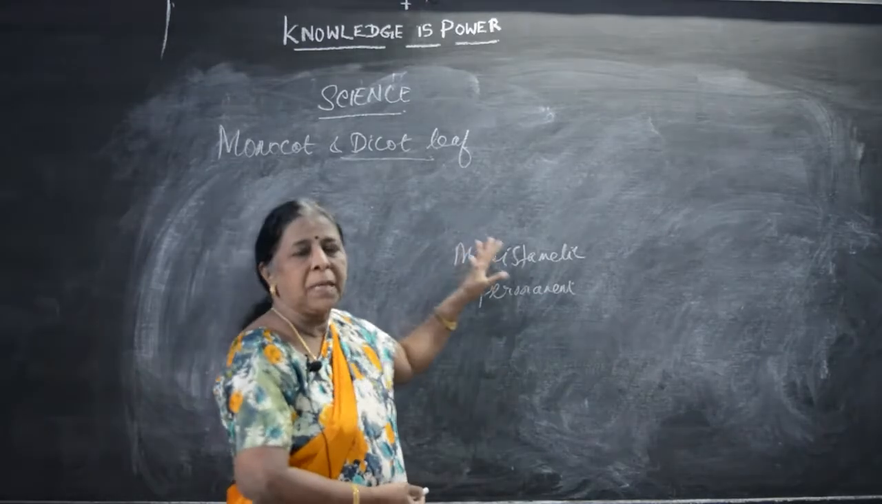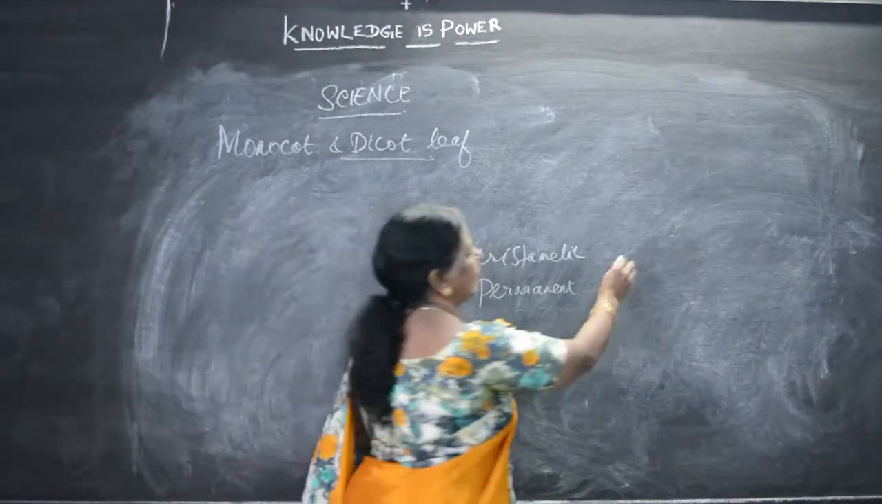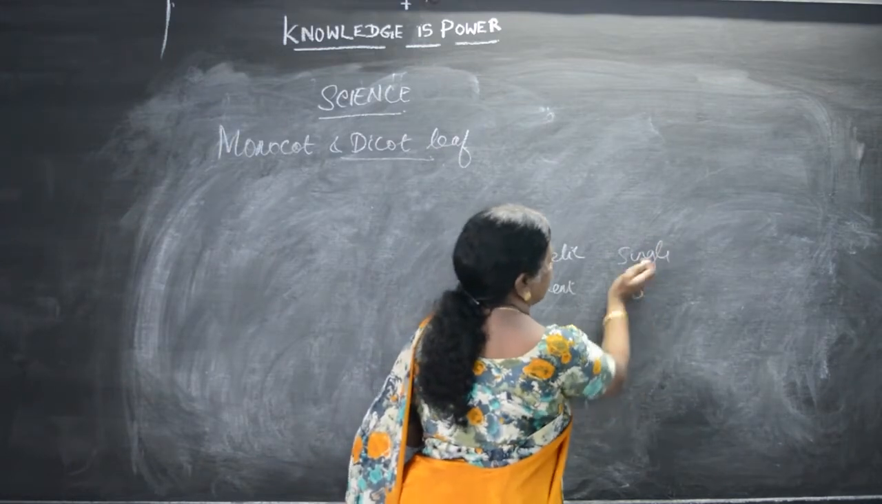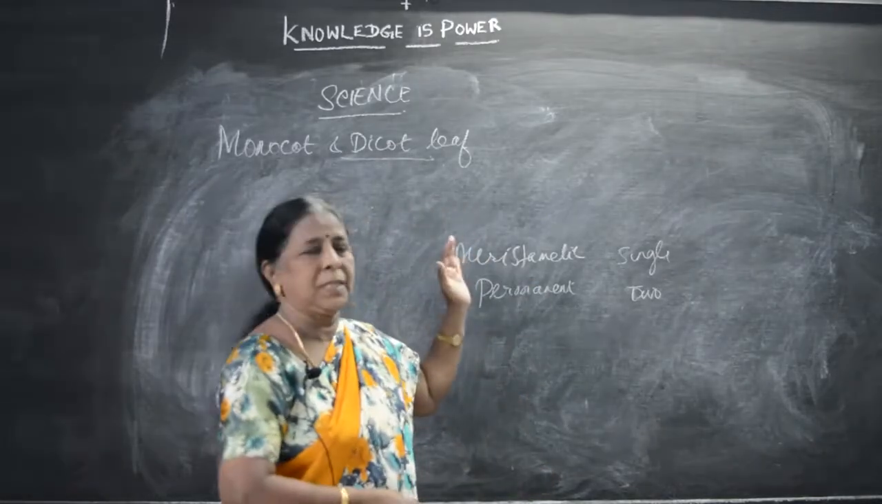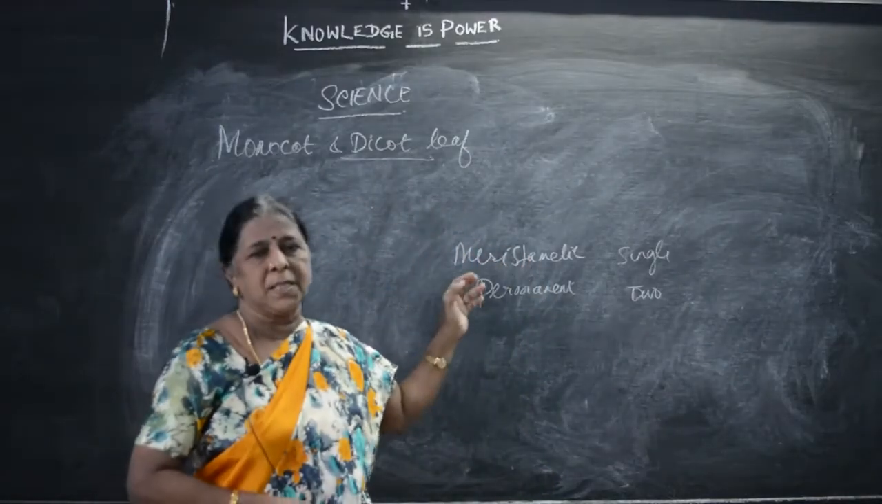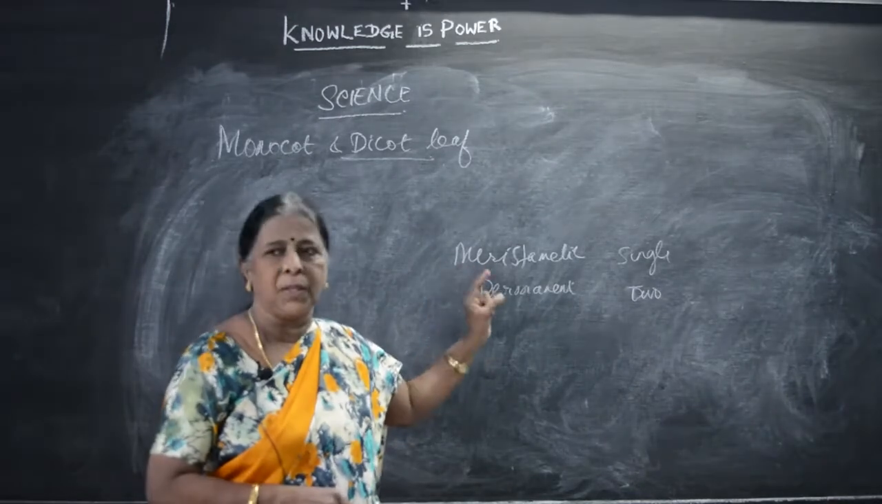There are two kinds of plants, monocot and dicot. Monocot has a single cotyledon, dicot has two cotyledons. There is a difference between monocot and dicot, and that may come in 2-mark questions. We have given the definitions further. Monocotyledon has only one cotyledon, dicotyledon two.